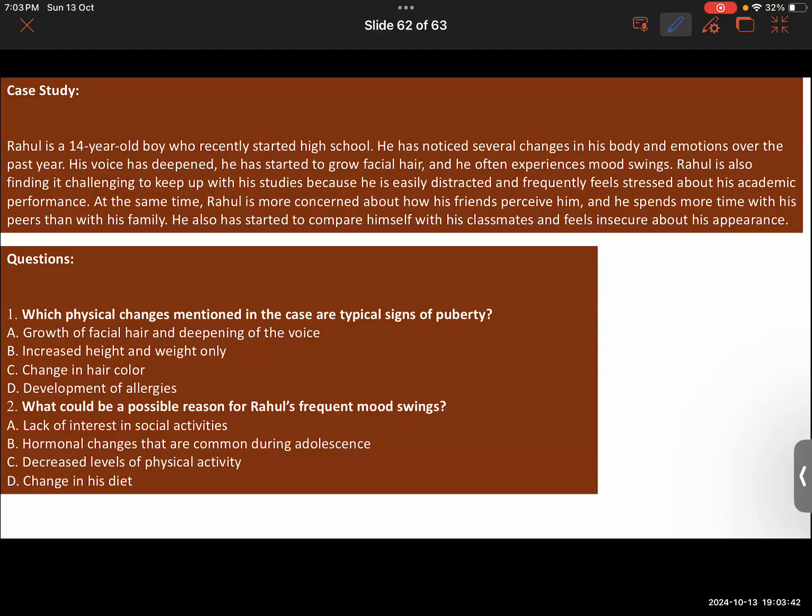Rahul is a 14-year-old boy who recently started high school. He has noticed several changes in his body and emotions over the past year. His voice has deepened, he has started to grow facial hair, and he often experiences mood swings. Rahul is also finding it challenging to keep up with his studies because he is easily distracted and frequently feels stressed about his academic performance. At the same time, Rahul is more concerned about how his friends perceive him, and he spends more time with his peers than with his family. He also has started to compare himself with his classmates and feels insecure about his appearance.